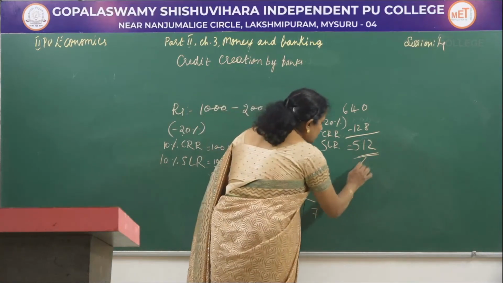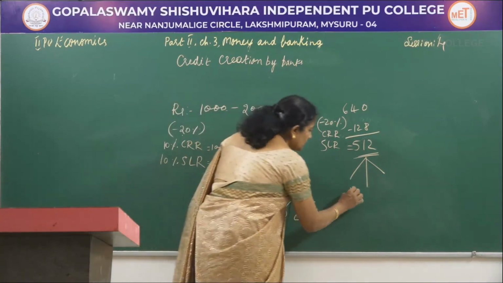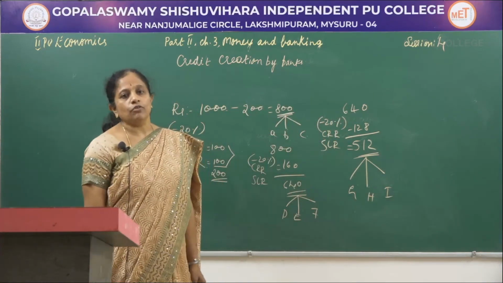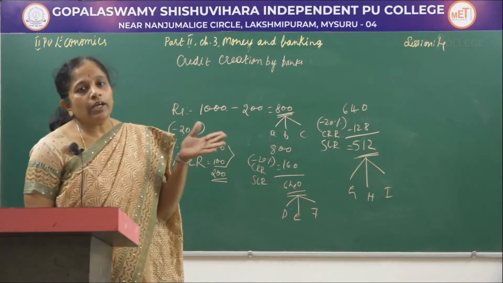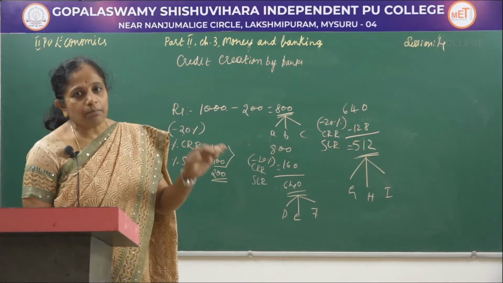Again, this 512 rupees is given to GHI, another three persons, in the name of loan. Again these three persons get this money into their accounts only. So, naturally the same bank gets money repeatedly.